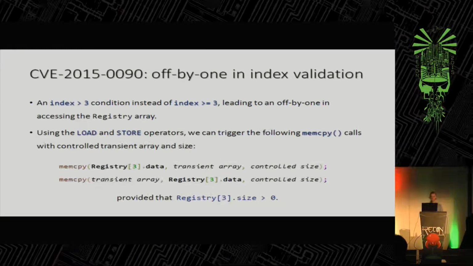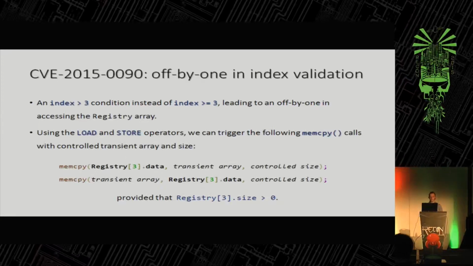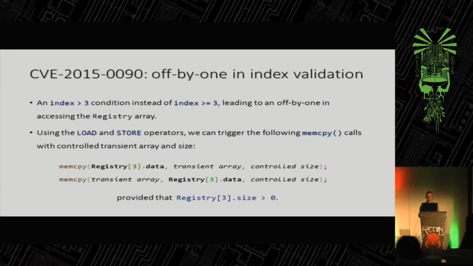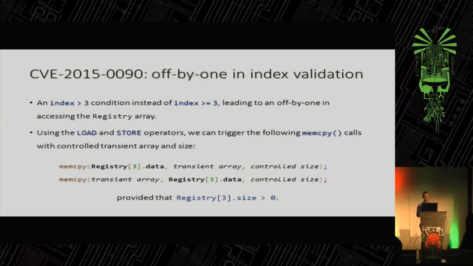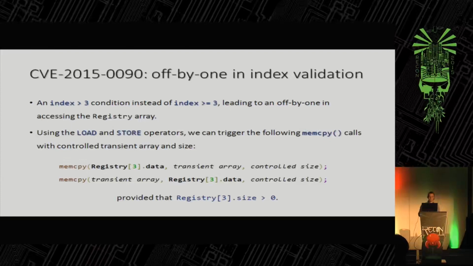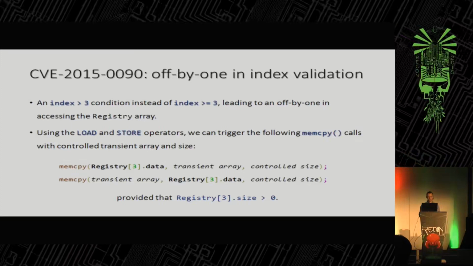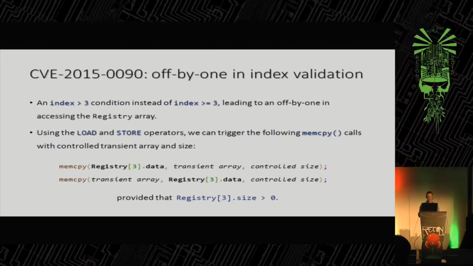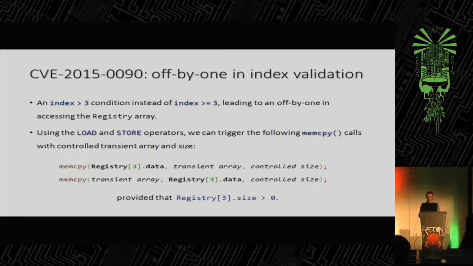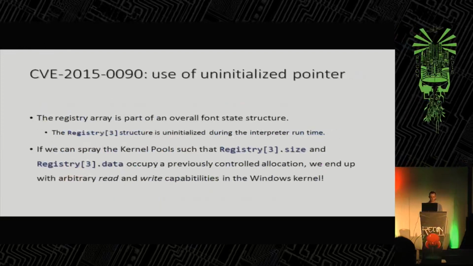As a result, using the load and store operators, we can actually trigger the following memcpy calls with controlled transient array and size. We can either copy into the pointer that is specified by the third entry in the registry array, or we can read from it. Of course, provided that the size of registry item 3 is larger than 0, and we have to remember that the variable is of type signed.